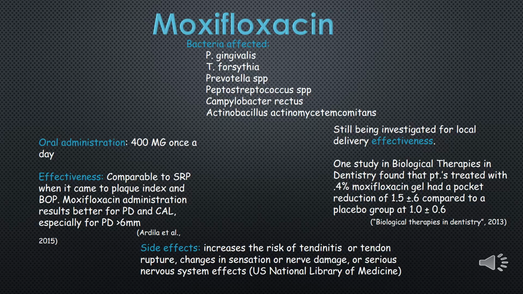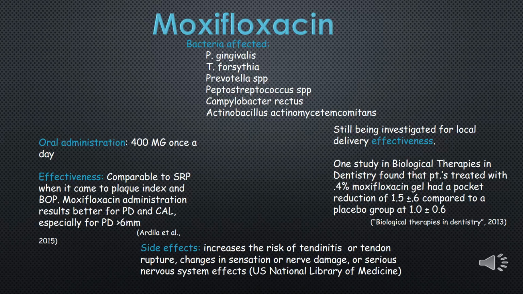Moxifloxacin is effective against a broad range of bacteria. When administered orally, it is given to the patient once a day in a 400 milligram dose. Moxifloxacin is comparable to SRP alone when it comes to plaque index and bleeding on probing. However, when it is administered in adjunct periodontal therapy, the results for clinical attachment level and pocket depth are significantly better, especially for pocket depths greater than 6 millimeters. The oral administration of moxifloxacin is still being evaluated for effectiveness.